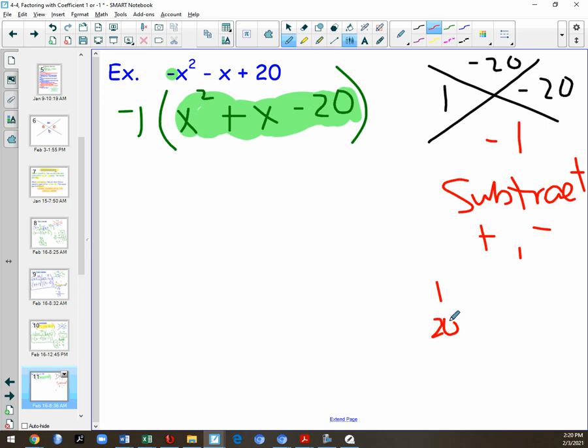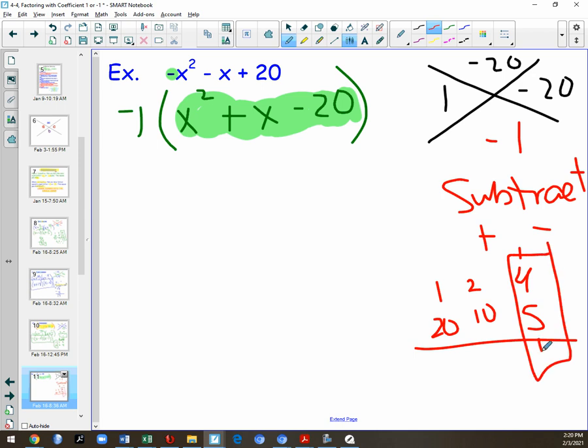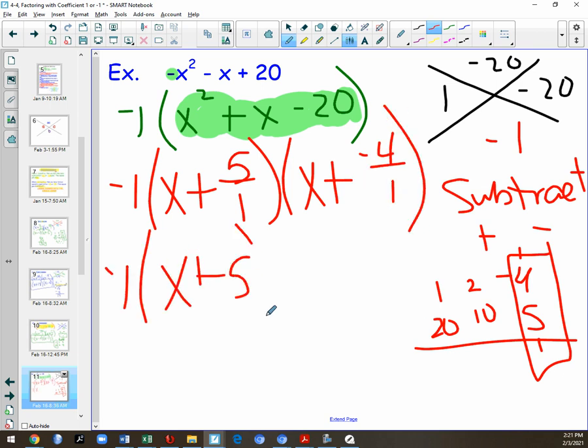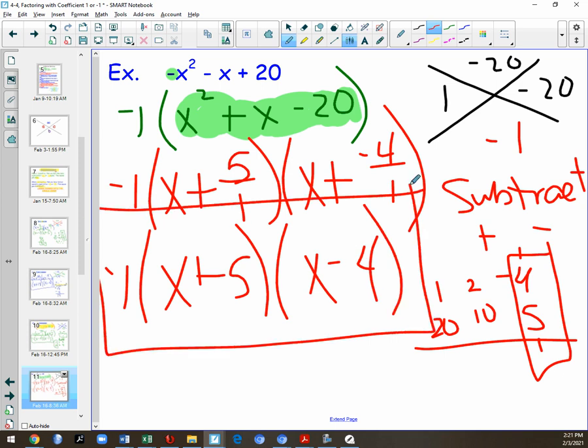So my factors of 20 are 1 and 20, 2 and 10, 4 and 5. Which numbers will subtract to give you a 1? Well, that's going to be 4 and 5. That means my 4 is negative, my 5 is positive. So I'm going to go right here, x plus a 5 over 1 and x plus a negative 4 over 1 to give me x plus 5 times x minus 4. Okay.